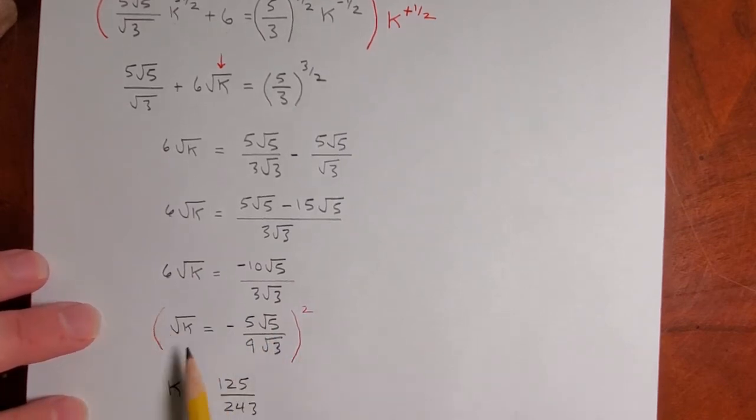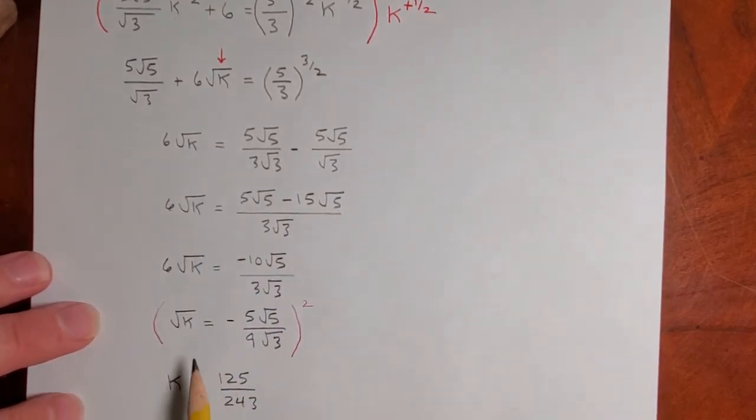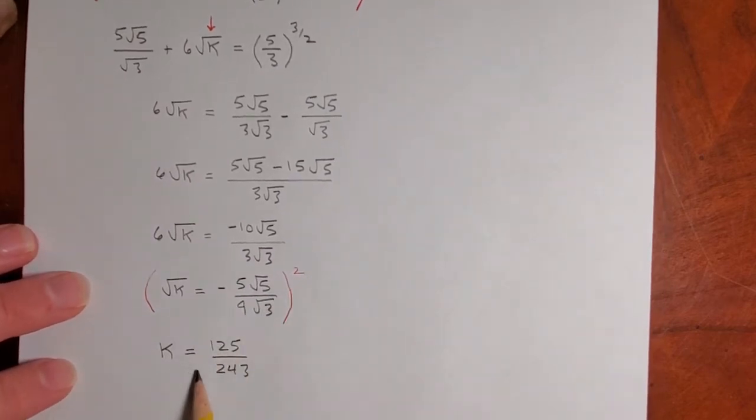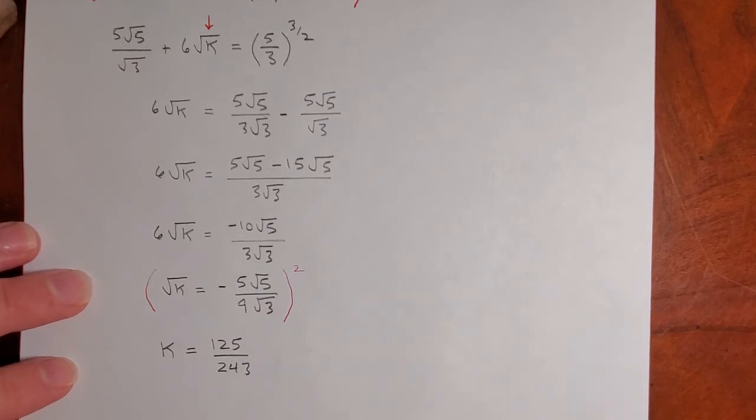And then I'm almost there. My goal was to isolate the k, and I've got root k equals that number. So now I'll just square both sides. I'll get k equals, and this turns out to be 25 times 5, that's 125, and that's 81 times 3, so 243. So k is 125 over 243.